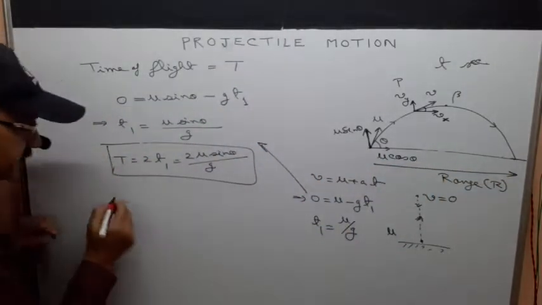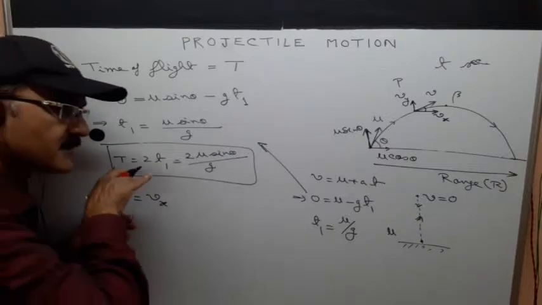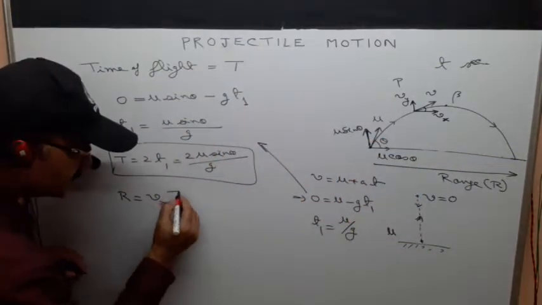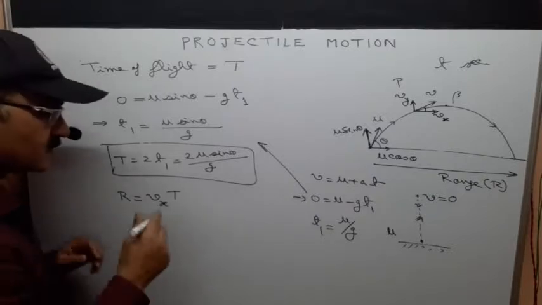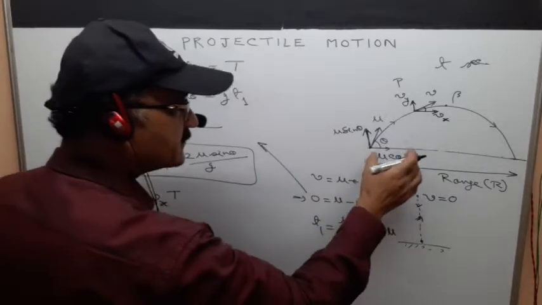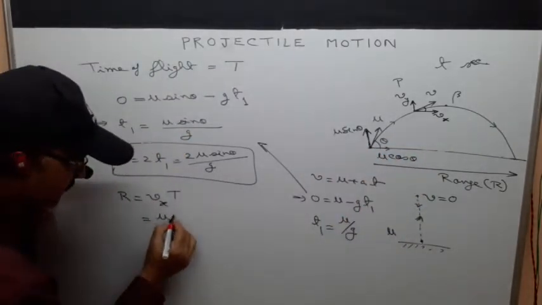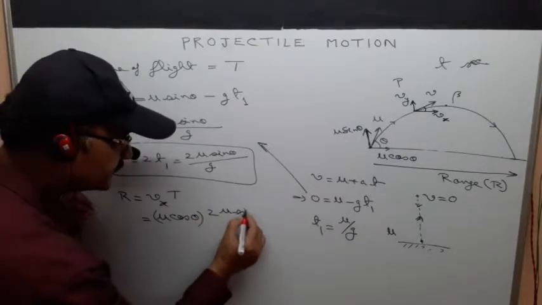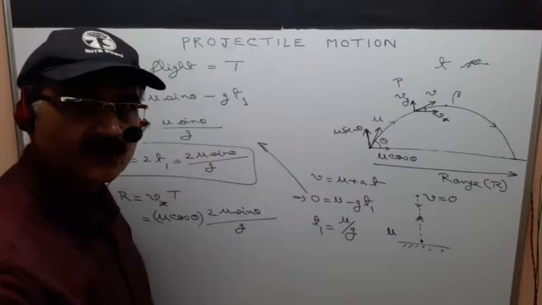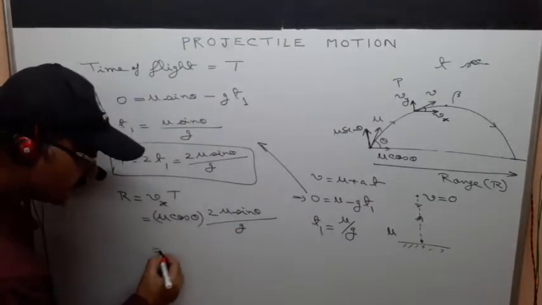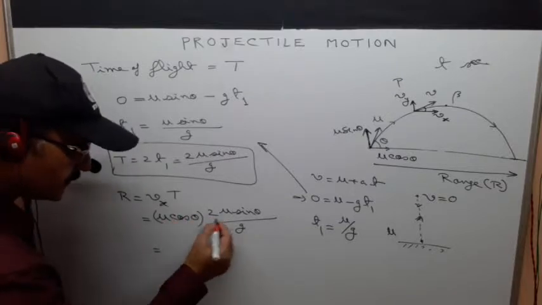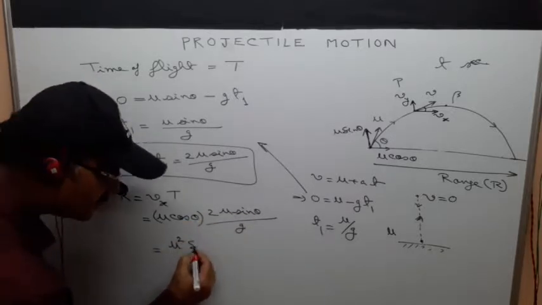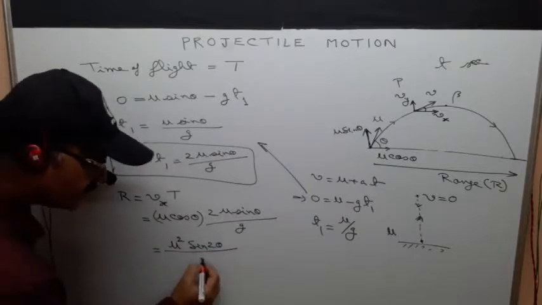So how much will be R? R will be this velocity in the x direction, multiplied by for how long it is moving? For time t, that is the time of flight. So if you multiply by putting the values, Vx is u cos theta, and time of flight is 2u sine theta by g. Okay, so what do you get? We get u, 2u here, so u square, 2 sine theta cos theta, we combine it to make it sine of 2 theta divided by g.